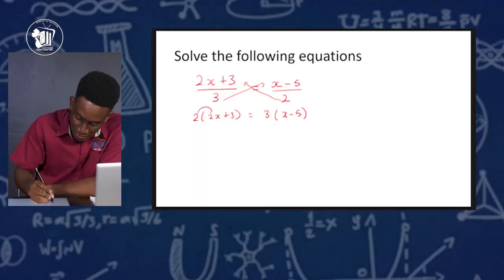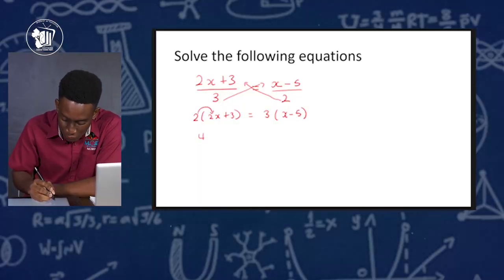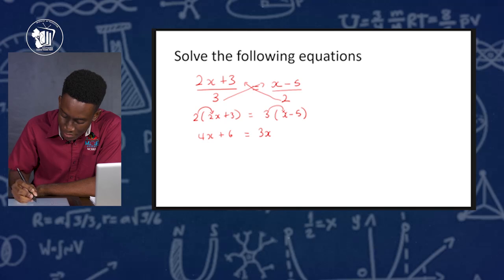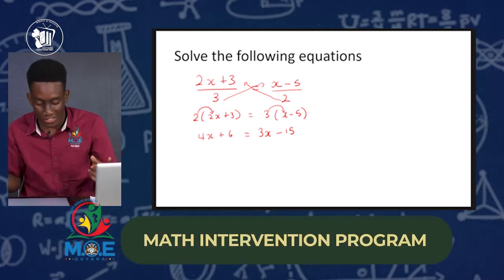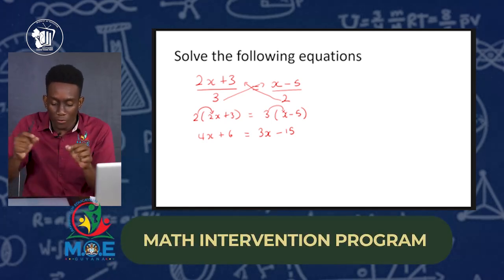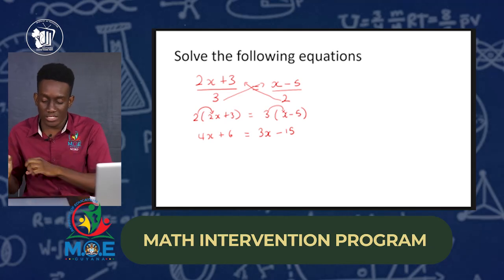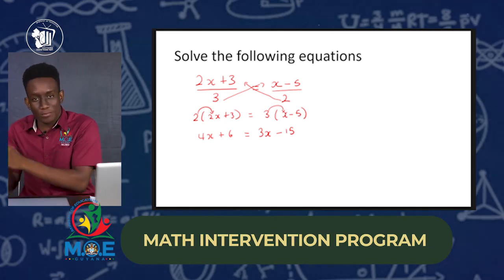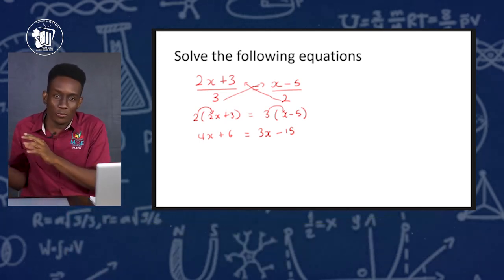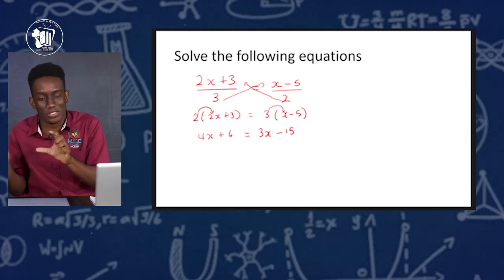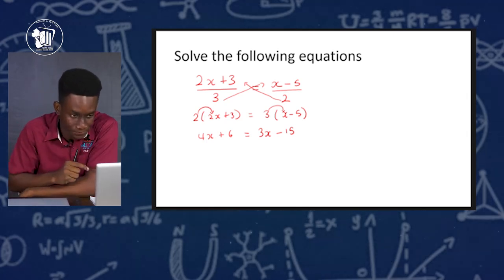So this would be 2 multiplied by 2x, which would give us 4x. 2 multiplied by plus 3 will give us plus 6. And that will be equal to 3 multiplied by x, which would give us 3x. And 3 multiplied by negative 5 would give us negative 15. So the new equation that we have now would be 4x plus 6 is equal to 3x minus 15. And of course, it brings us back to a similar situation to the previous question. So what we have to do is the thing that we did just now, which is to group the like terms.